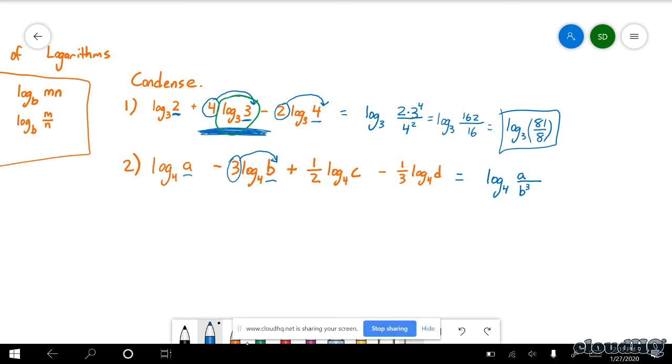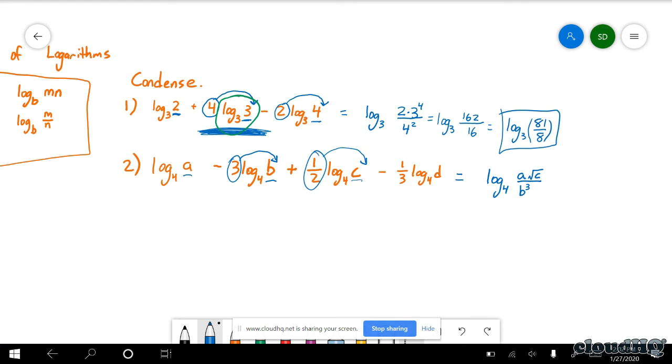The third log has the C with the 1/2. So C to the 1/2. We don't necessarily typically write C to the 1/2. What's an alternative way to write C to the 1/2? An exponent of 1/2 is the same thing as a square root. So I would write that as the square root of C. It does go in the numerator because it's positive. Square root of C up there.